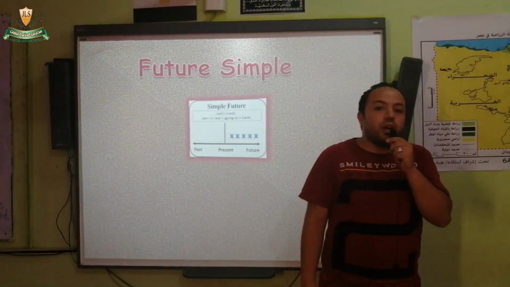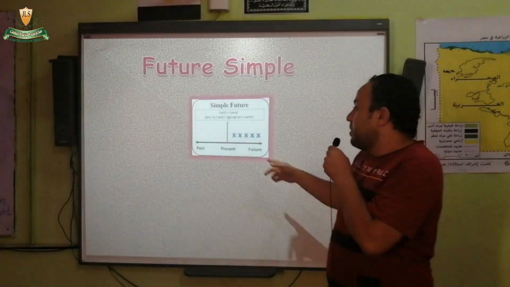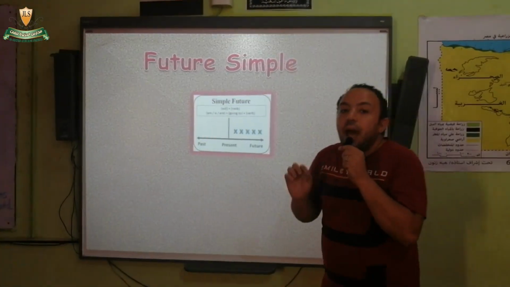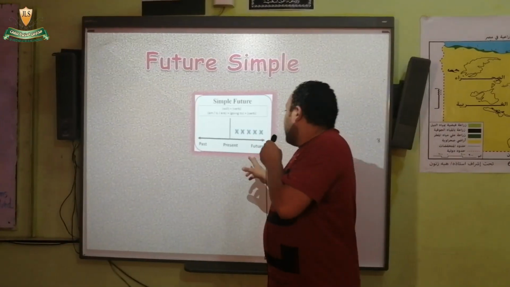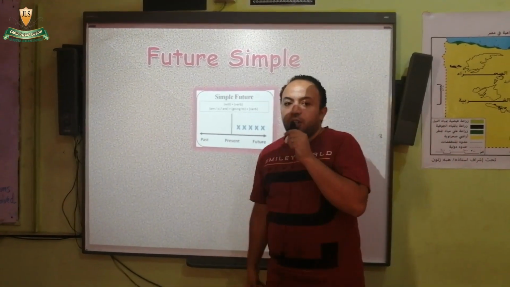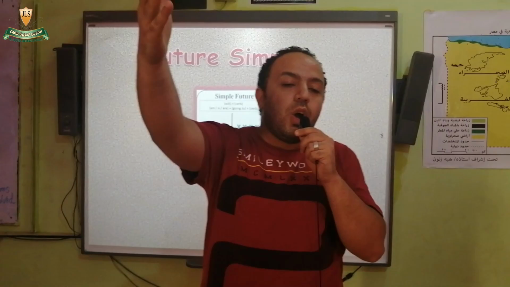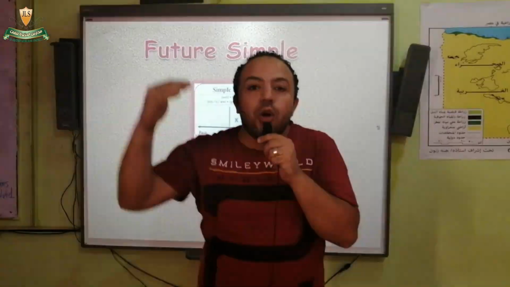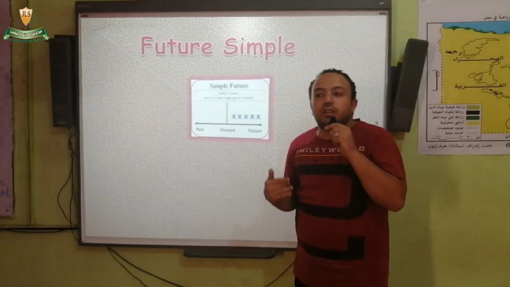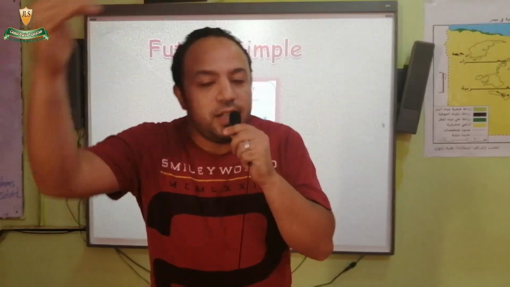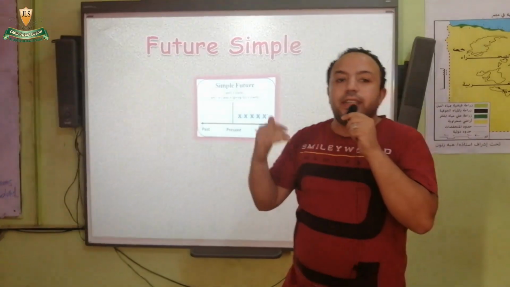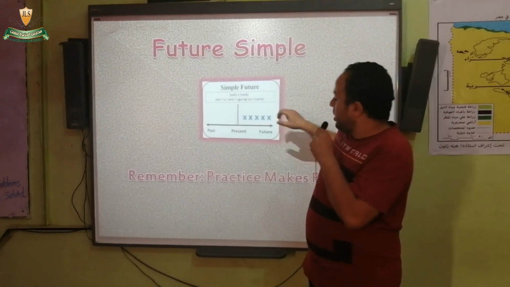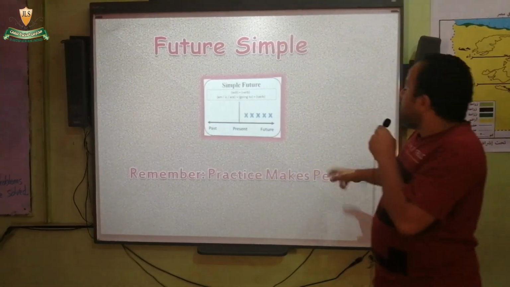Present is when we talk about something that happens in the present, or when we talk about a habit or a fact. And the third one is future. Future is when we talk about something that will happen in the future, like we will go to the zoo tomorrow, we will travel to London next year. So this is in the future, next year. Okay, let's start. Remember, practice makes perfect.